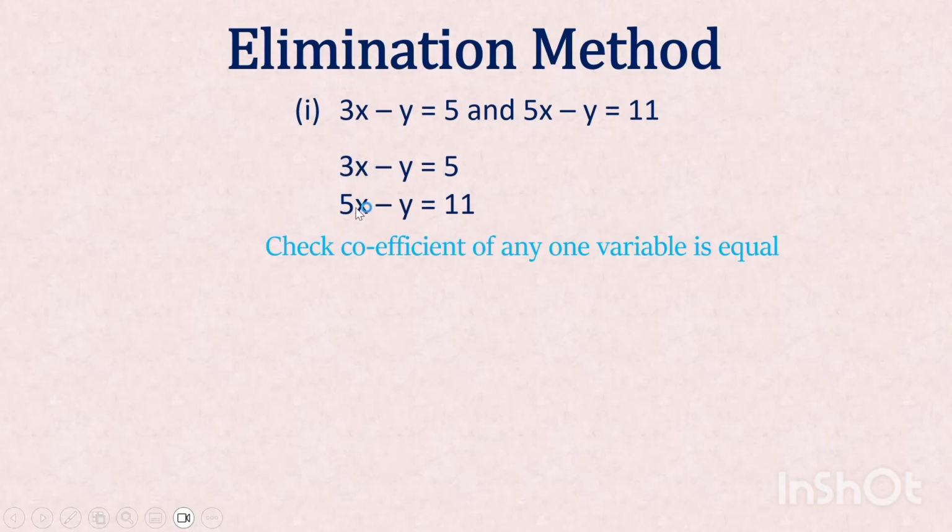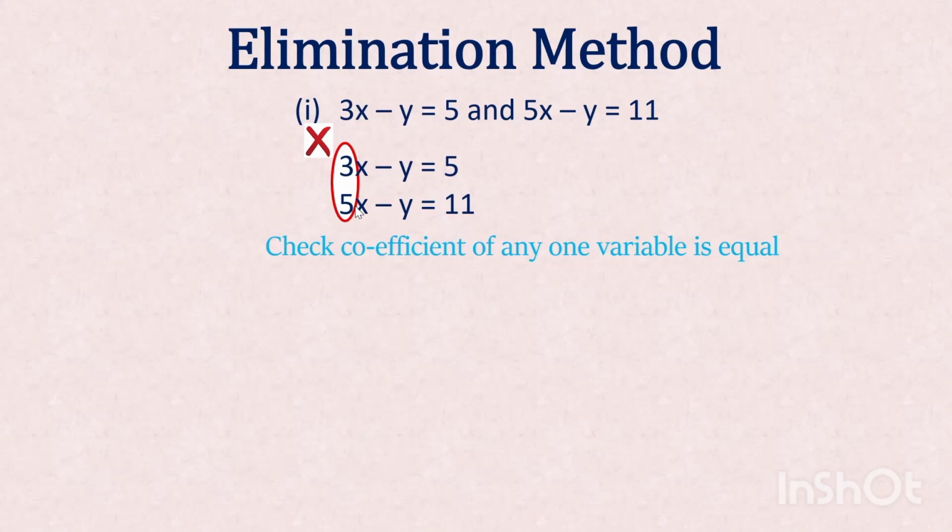Both the x variables, the coefficient of the x variable should be the same. If no, we have to add one more step. If equal, that means the coefficient of the variable is equal, we can skip one step. So this is a simple problem. See here, the coefficient of x is not equal. Why? Because in equation 1 we have 3, in equation 2 we have 5. So the coefficient of the x variable is not equal.